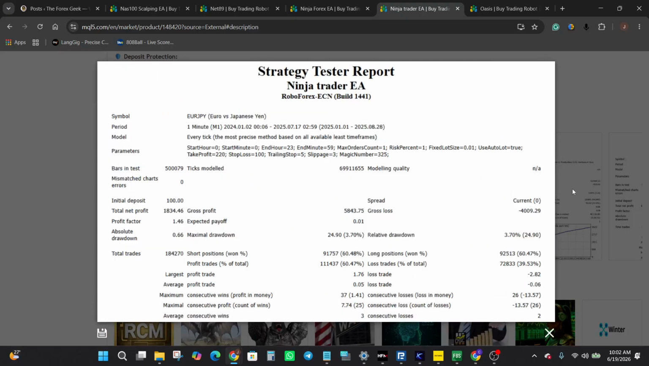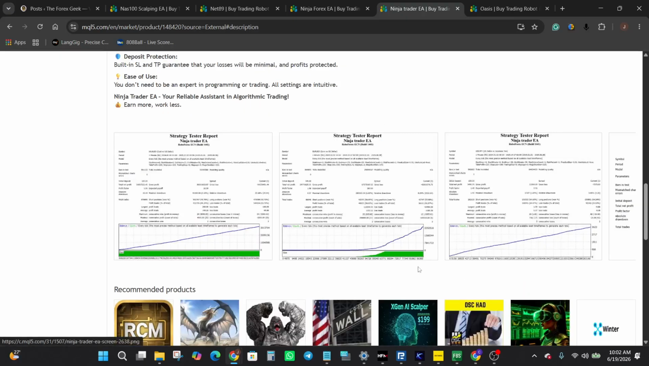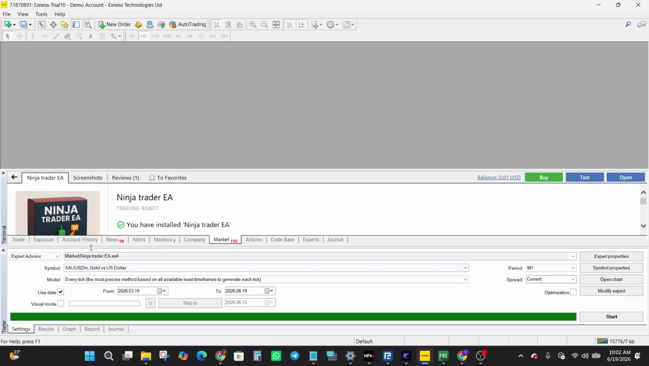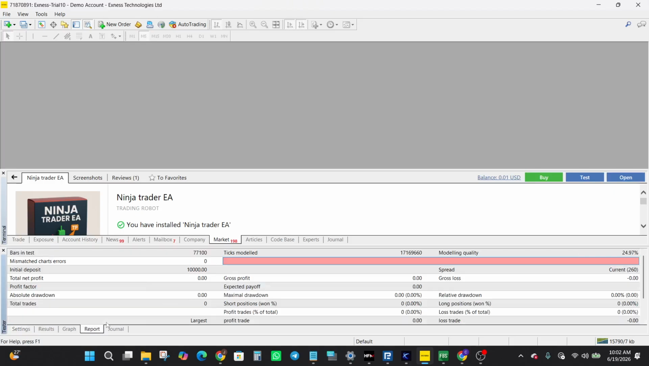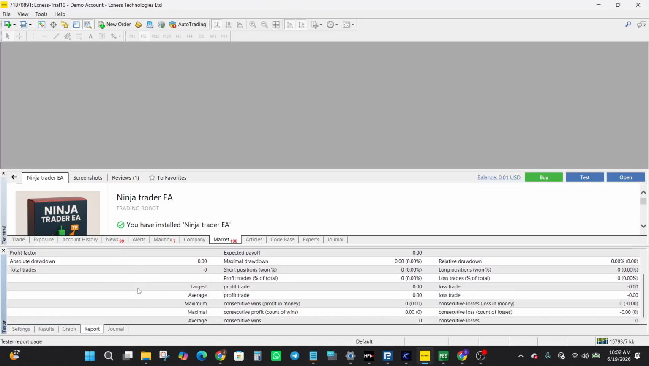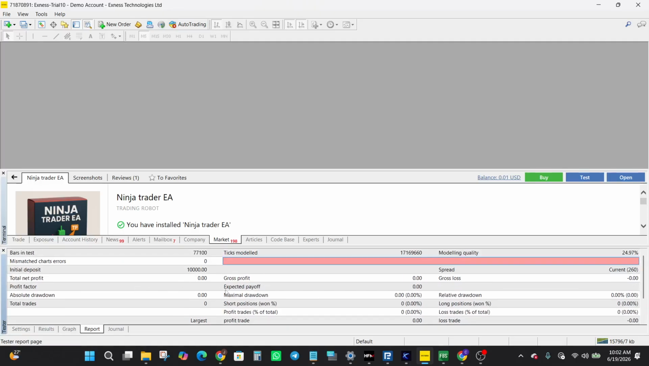Okay, let's head over to our strategy tester. Let us see how this EA, the Ninja Trader, behaved on XAU USD on the M1 time frame over the past 3 months in 2026, March 19 to June 19. We are using the every tick modeling. So in this case, we did not have any trade executed.